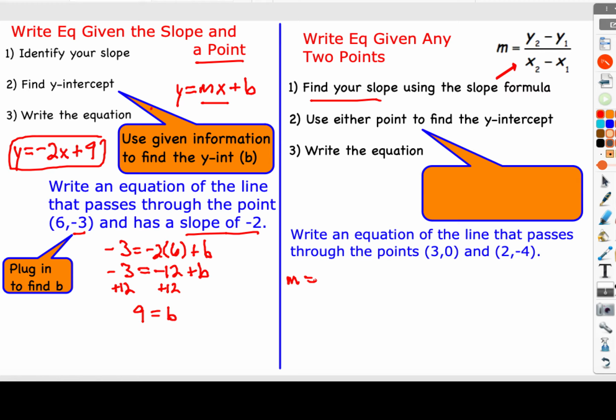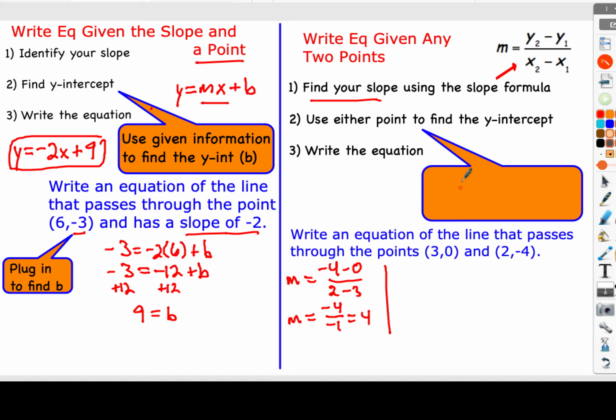m equals -4 minus 0, y minus y, over 2 minus 3, x minus x. And m will equal, again, -4 over -1, or basically 4. So I know that for my equation, my slope is 4. What I need now is the y-intercept.